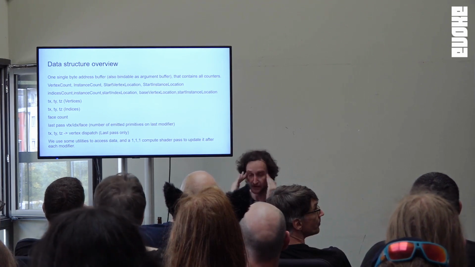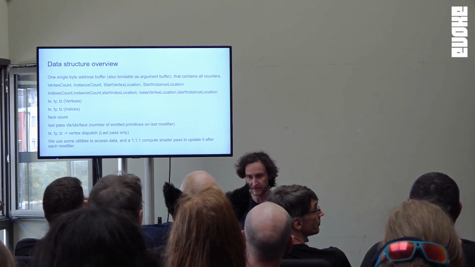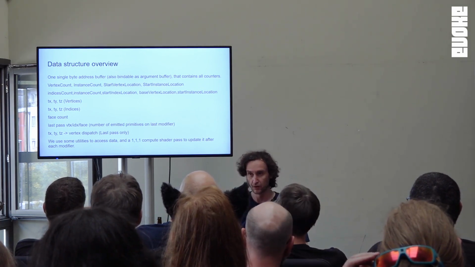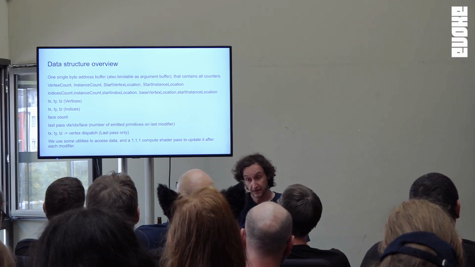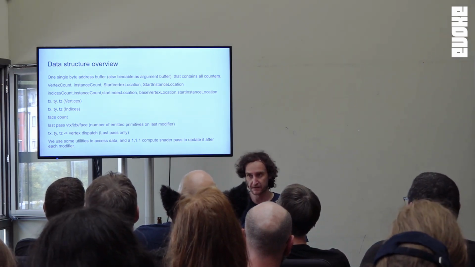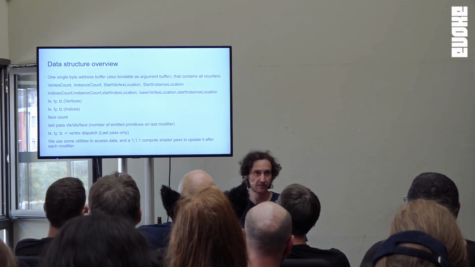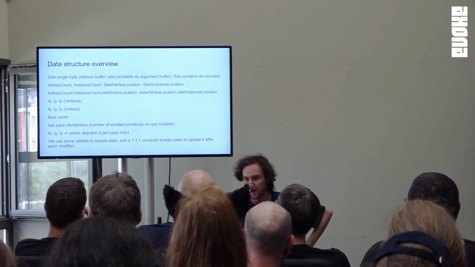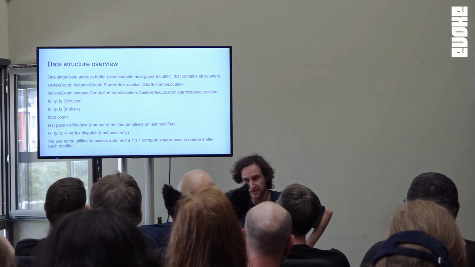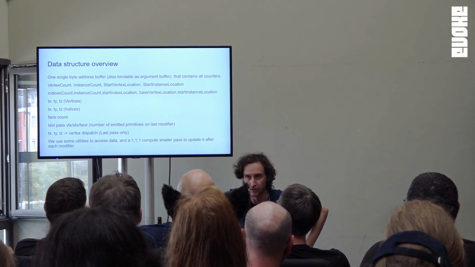So how does our structure work? It's actually reasonably straightforward. We have a small buffer which contains all the data from our geometry. So we have vertex count, instance count, start vertex, start instance. So it's just the standard draw arguments. And we have the same with index count, instance count, start index, base vertex, start instance. So it's the draw indexed arguments.